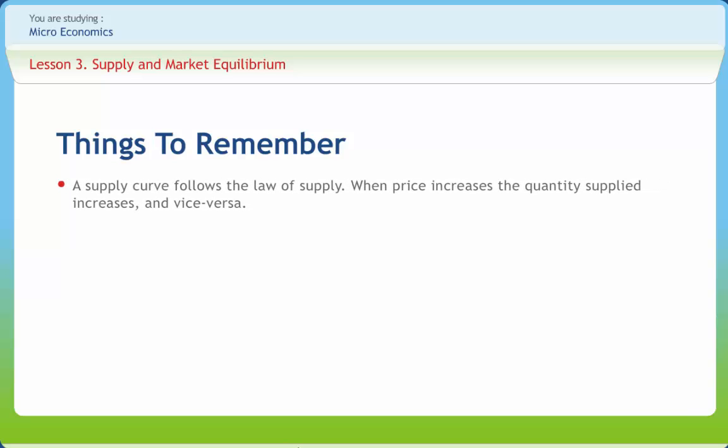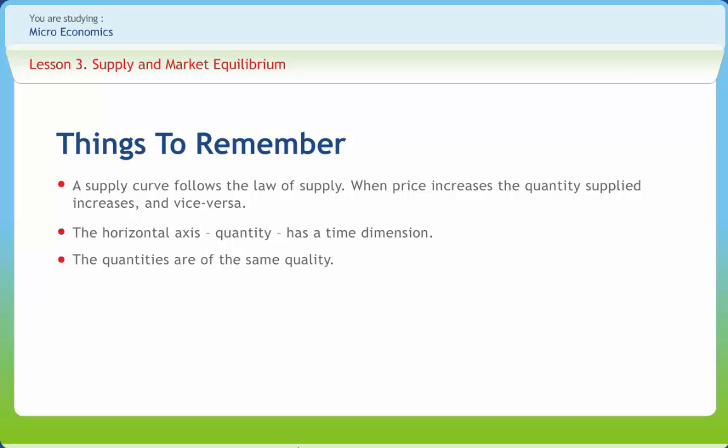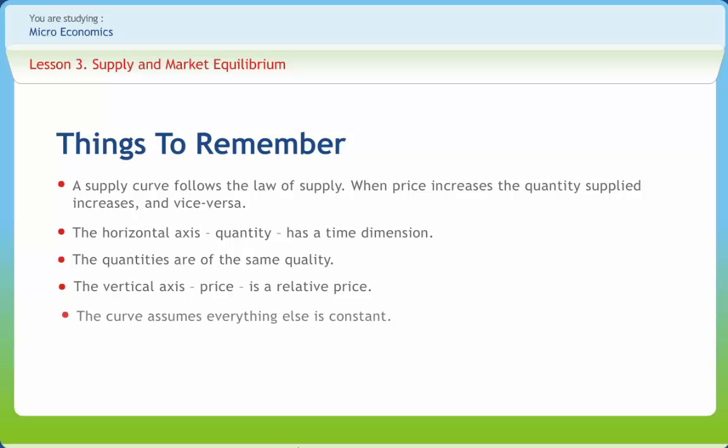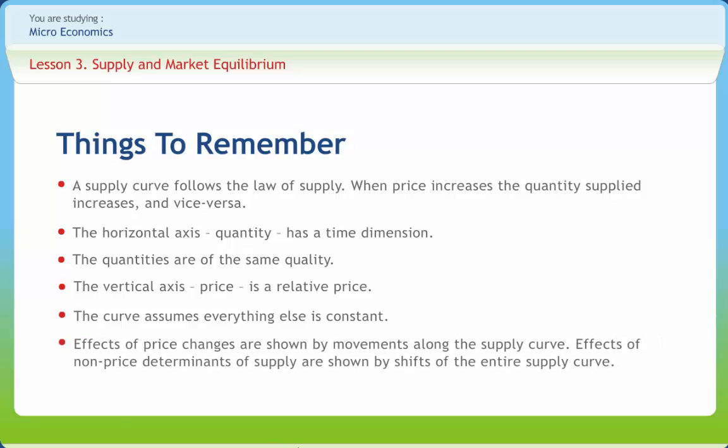When the price of a commodity increases, the quantity supplied increases and vice versa. The horizontal axis, quantity, has a time dimension. The quantities are of the same quality. The vertical axis, price, is a relative price. The curve assumes everything else is constant. Effects of price changes are shown by movements along the supply curve. Effects of non-price determinants of supply are shown by shifts of the entire supply curve.